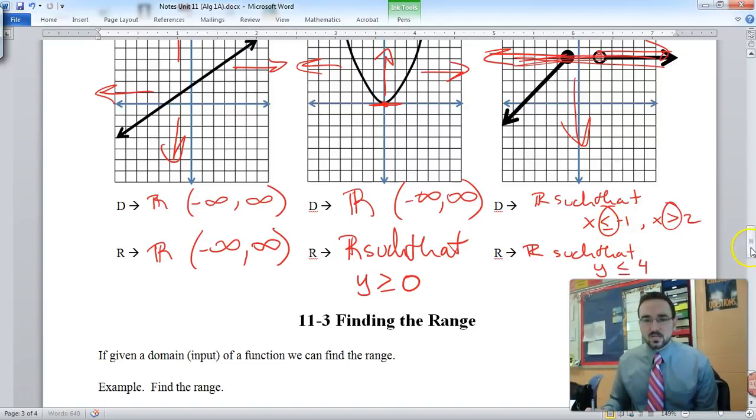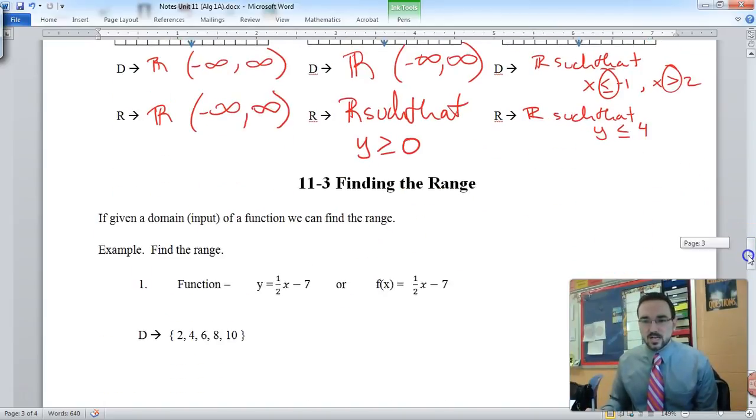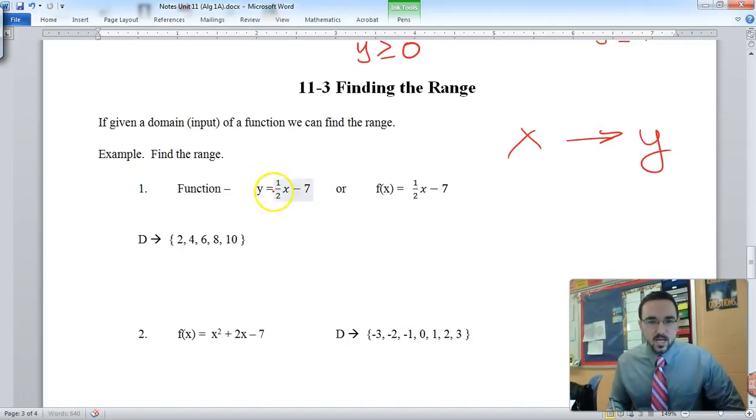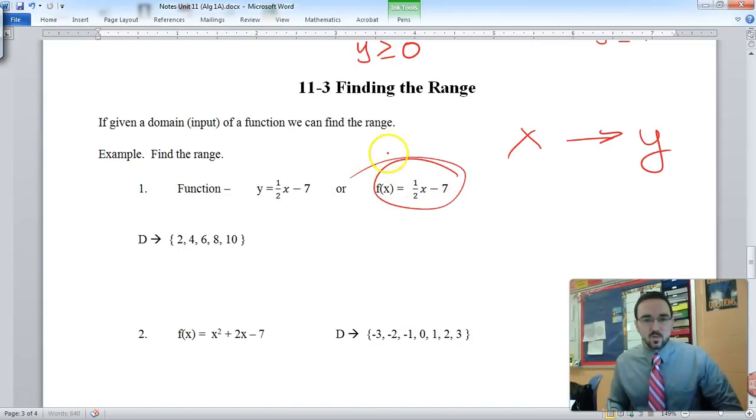Okay, so let's talk about one more thing, which is evaluating functions, which we're going to get to in a later video, but it's on this page, so why not, right? So find the range. All this is, we plug a number in for x to find the y. So our two functions here, we have y equals 1/2 x minus 7, or f of x equals 1/2 x minus 7. This is the way that we write in function notation. f of x, a function of x. So we can see the input and output at the same time.